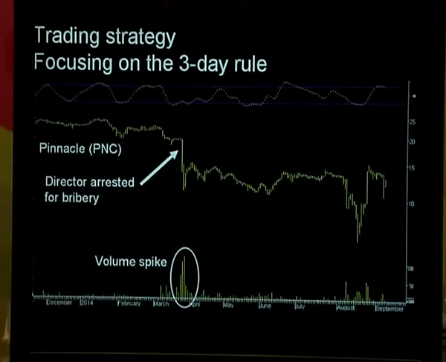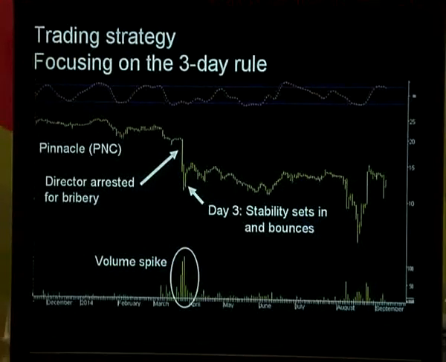And they did see the corresponding bounce thereafter as well. But once again, if you wanted to trade this opportunity, you needed to wait for the 3rd day and look at this 3-day rule to do it. So again, you saw the volume spike. We saw a huge amount of shares going through the stock. And then the 3rd day, we saw some stability setting in. And then the share price bounced.